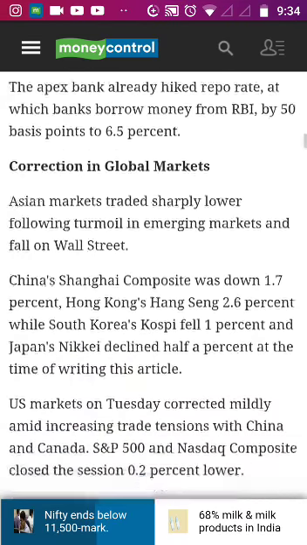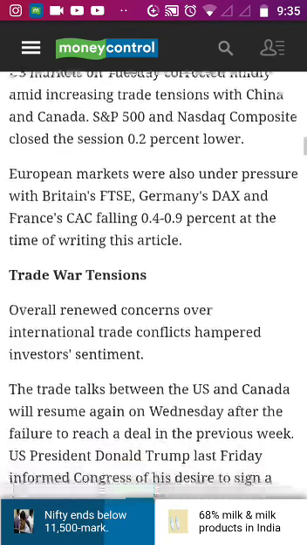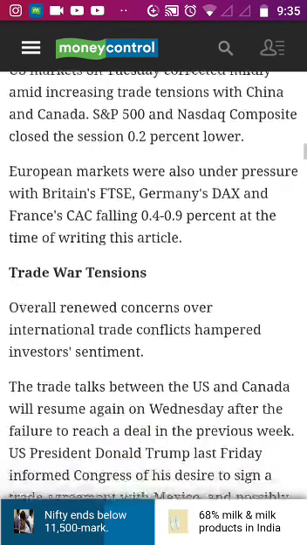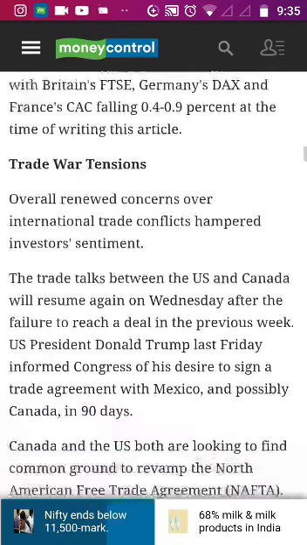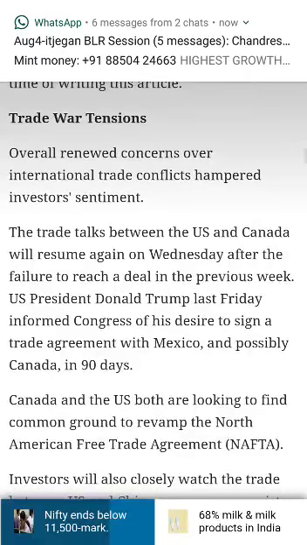So Asian markets traded sharply lower following the turmoil in emerging markets and the fall on Wall Street. China's Shanghai Composite was down 1.5%, Hong Kong's Hang Seng 2.6%, while South Korea's Kospi fell 1%, and Japan's Nikkei declined 0.5% at the time of writing this article as of today. US markets on Tuesday corrected mildly amid increasing trade tensions with China and Canada. S&P 500 and Nasdaq Composite closed the session 0.2% lower. European markets were also under pressure today, with Britain's FTSE, Germany's DAX, and France's CAC falling 0.4 to 0.9%.